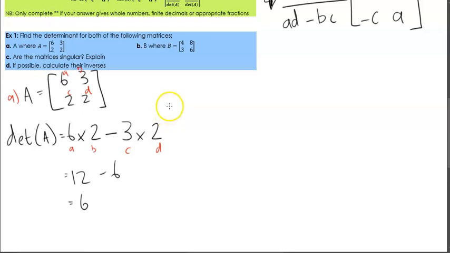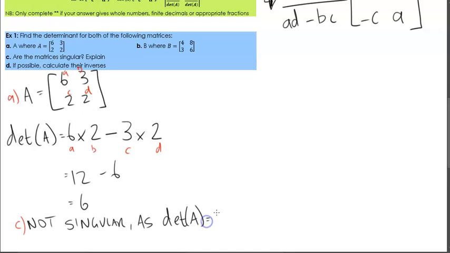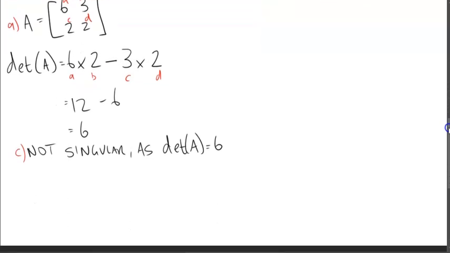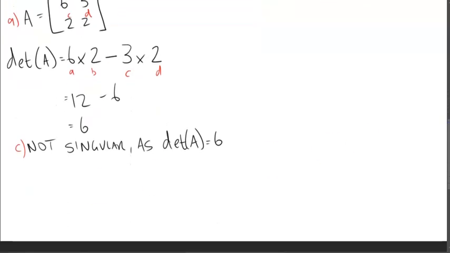This is a non-zero answer, so to answer C, are the matrices singular? Well, in this case, this matrix is not singular, as the determinant of that matrix is 6, which is a non-zero number. This means we can actually find its inverse. All right, let's find the inverse.